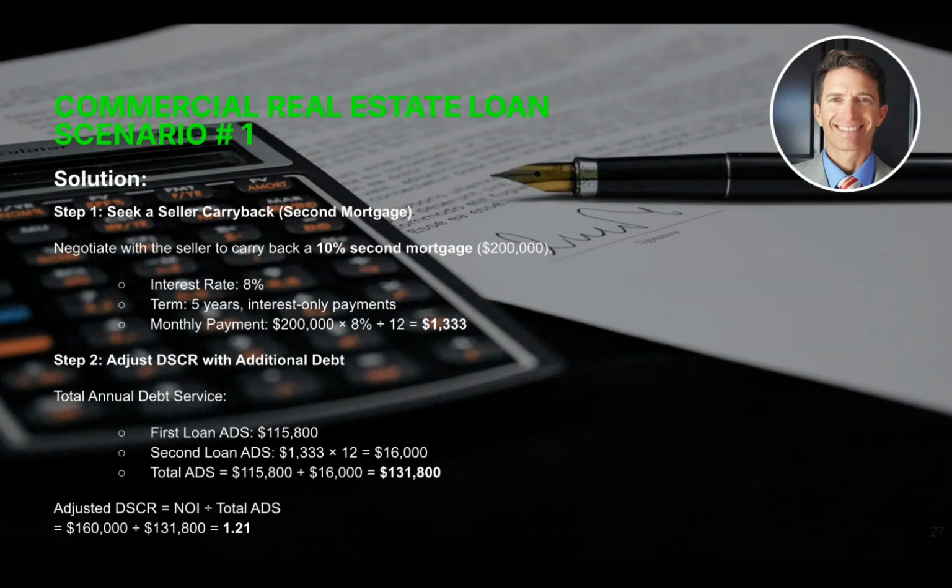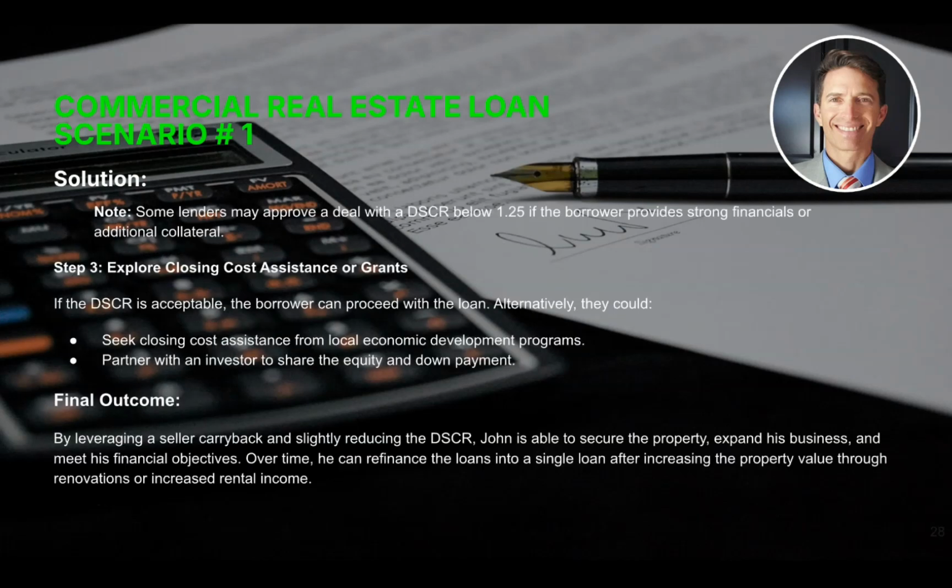Now we need to adjust the DSCR with the net operating income and that new total ADS. So we're going to take $160,000, which was the NOI, or net operating income, that we already knew, and we're going to divide it now by the total payments that the borrower needs to make on the first and second mortgage, which is $131,800, which now equals 1.21. So we're slightly under the 1.25 minimum that the lender requires. Now, as a side note, I just want to mention that sometimes some lenders may approve a deal with a DSCR just under 1.25 if the borrower provides strong financials or additional collateral.